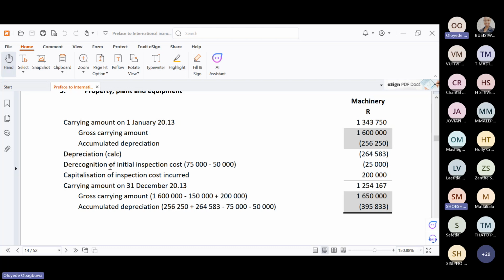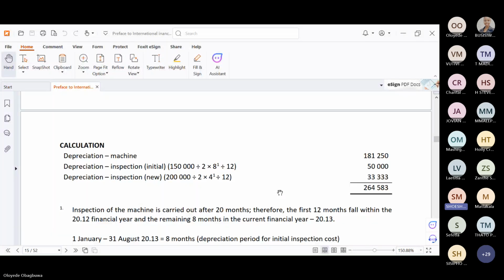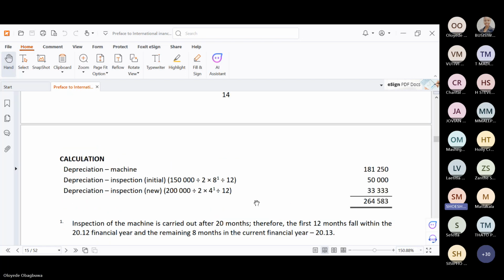Okay, Adele, your question. My question, sir, I got confused a little bit when it comes to the calculations. I understand the 150 divided by 2 multiplied by 8 over 12, and I understand 4 months was left before it becomes a full year. But where is this 200,000 coming from? Why are we using 200,000? Maybe there's something that I skipped.